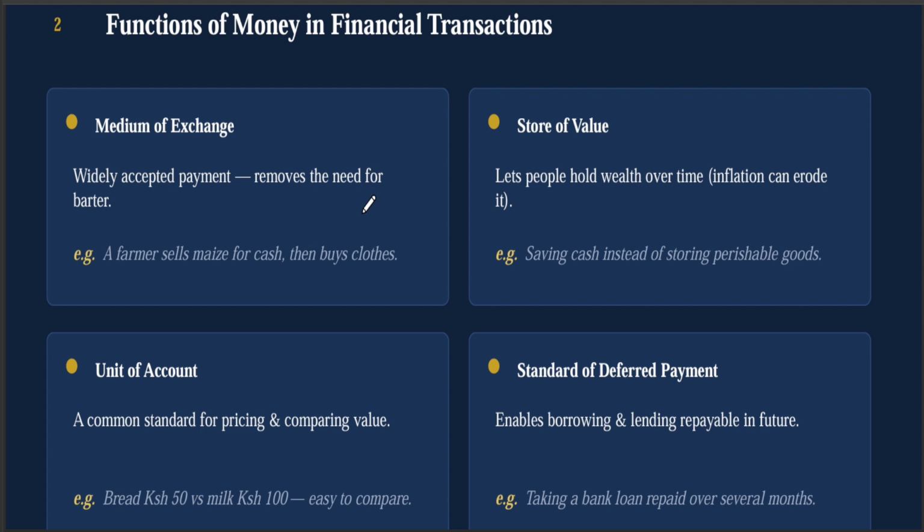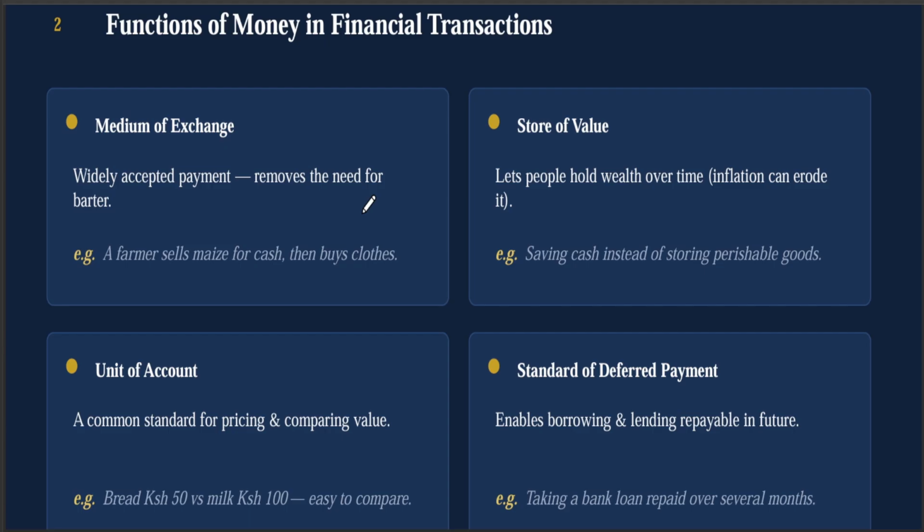So it can be used as a unit of account. It can be used as a common standard for pricing and comparing value. So for example, bread costs 50 shillings. So unajua hiyo cost ya bread ni hiyo, and if you want to compare it to a milk which costs 100 shillings, it's very easy to compare. Wewe unajua tu milk ni kidogo more expensive than bread. So we use money to act as a common standard for pricing and comparing value.